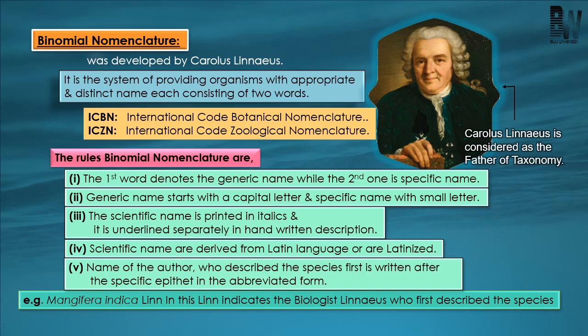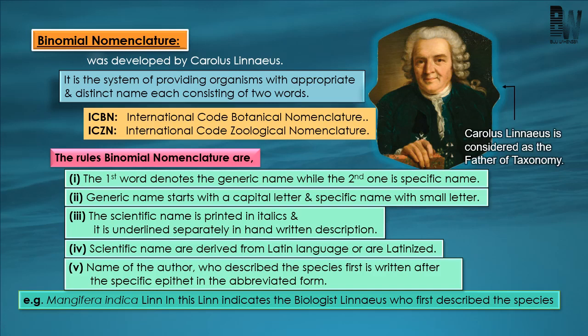Now come to third point. In printed form, what happens? The scientific names are printed in italics just to indicate their Latin origin, but in handwritten description, the scientific name should be underlined separately. This is the third important point. Fourth point, scientific names are derived from Latin language or are Latinized. This is the fourth point. And the last, fifth point is that the name of the biologist who discovered a particular organism can be written in full or in abbreviated form at the end of the scientific name. And this is the last, fifth point.